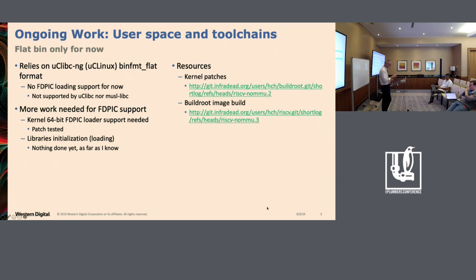So Christoph has a couple of trees. For the kernel, that's not a .2, that's a .4, the latest version. And also a Buildroot image with a couple of fixes to build the user space image for all this.